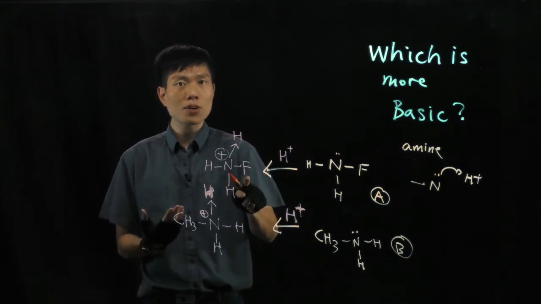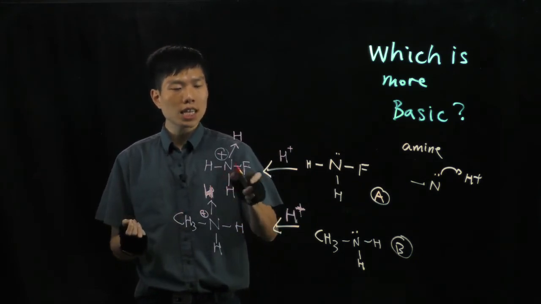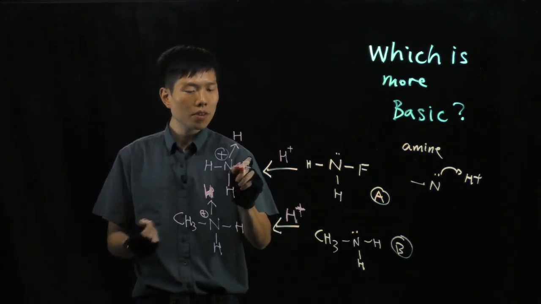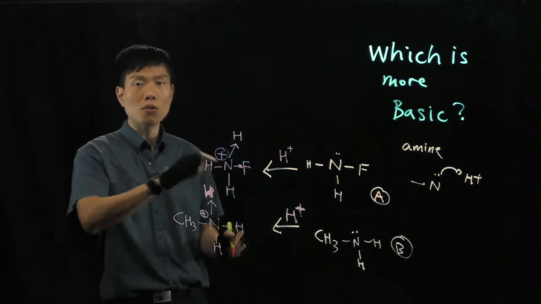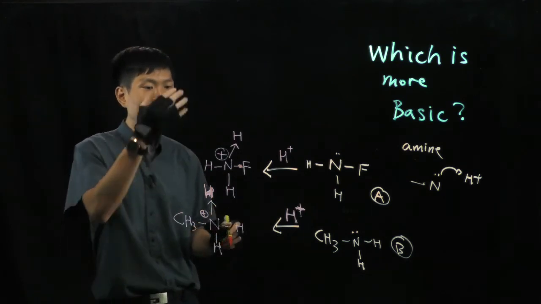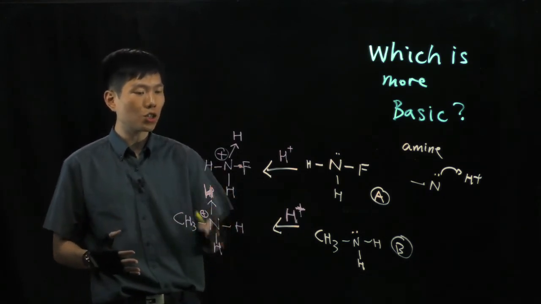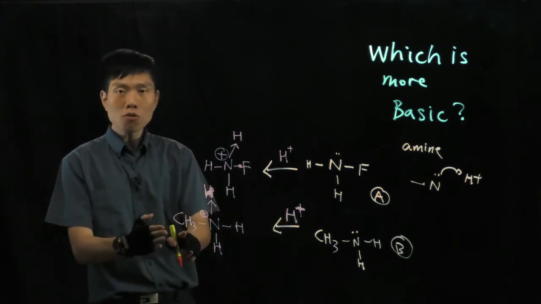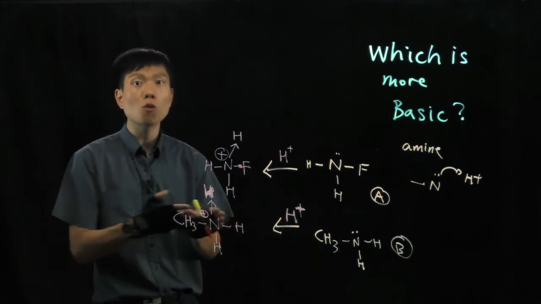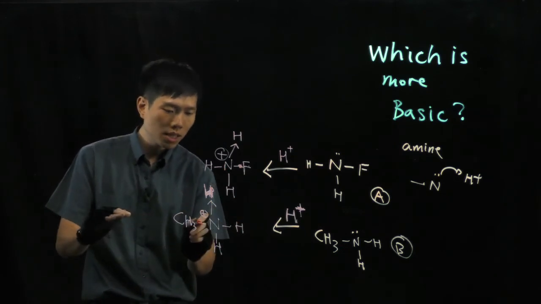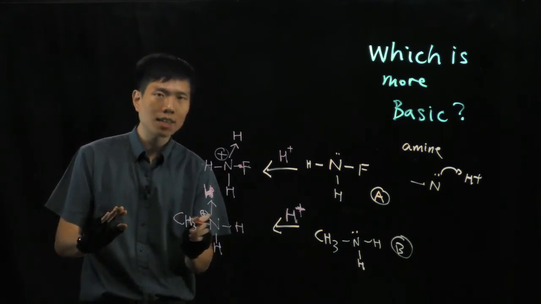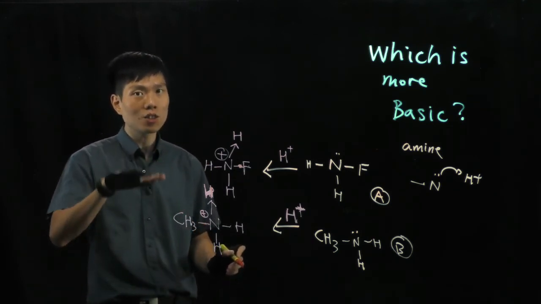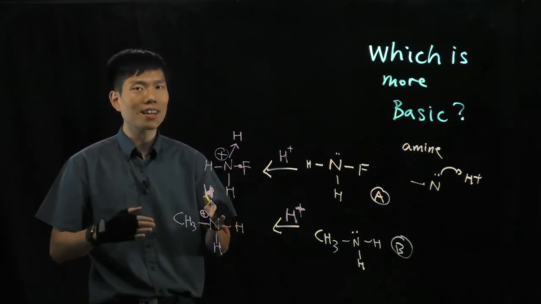So since this fluorine is connected directly to the nitrogen, it will keep on pulling electrons towards itself, making this nitrogen very positively charged. So it intensifies the positive charge on the nitrogen. Whereas for molecule B, in the second case here, the methyl group is electron releasing. It donates electrons. So it will give a bit more electrons towards this nitrogen, so that the plus charge is suppressed. It's not so much compared to this one.